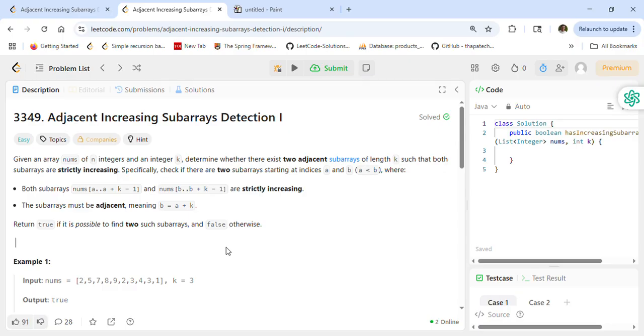Given an array nums of n integers and an integer k, determine whether there exist two adjacent subarrays of length k such that both subarrays are strictly increasing. Okay, both should be strictly increasing. Specifically, check if there are two subarrays starting at indices a and b, where a is less than b, and both subarrays from nums, from a to a plus k minus 1, are strictly increasing. The subarrays must be adjacent, meaning that b is equal to a plus k. Return true if it's possible to find two such subarrays, otherwise return false.